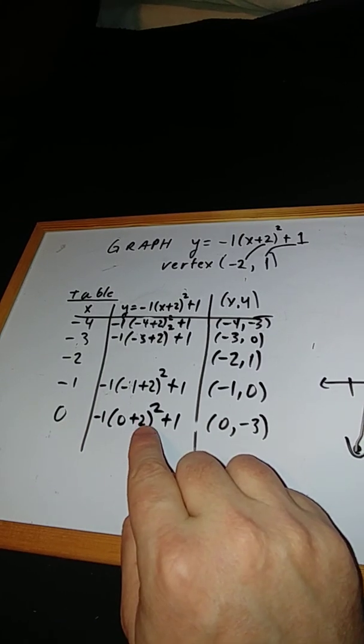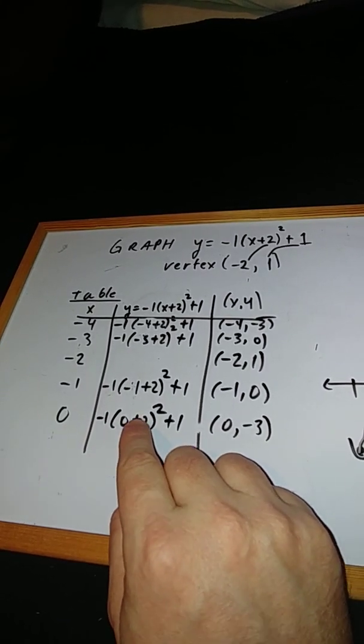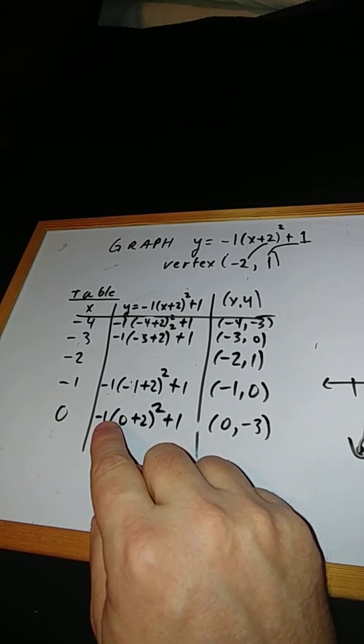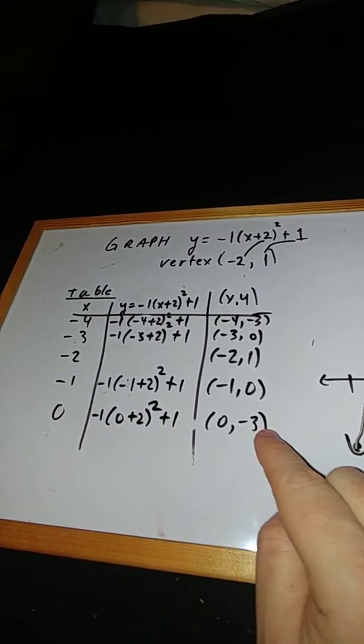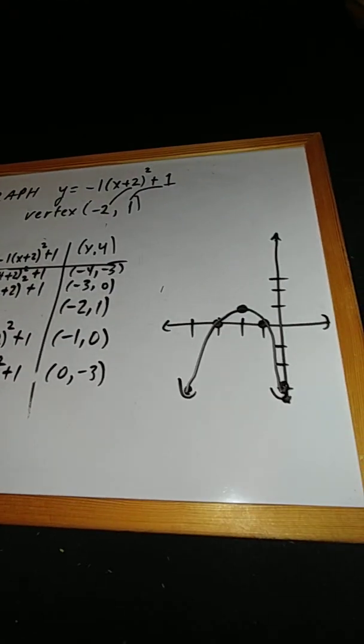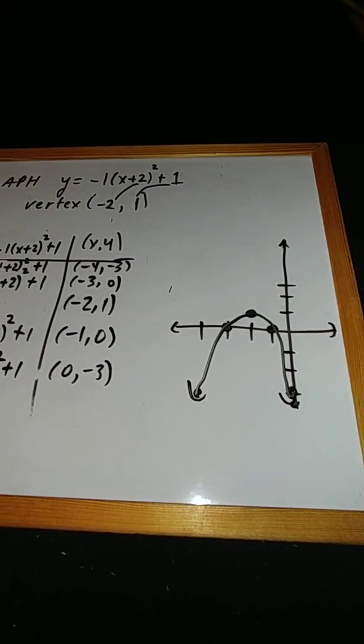So if we put 0 in the equation, we get 0 plus 2, squared, is 2 squared, which is 4. 4 times -1 is -4, plus 1 is -3. So that checks. And then your next step is to graph your results.